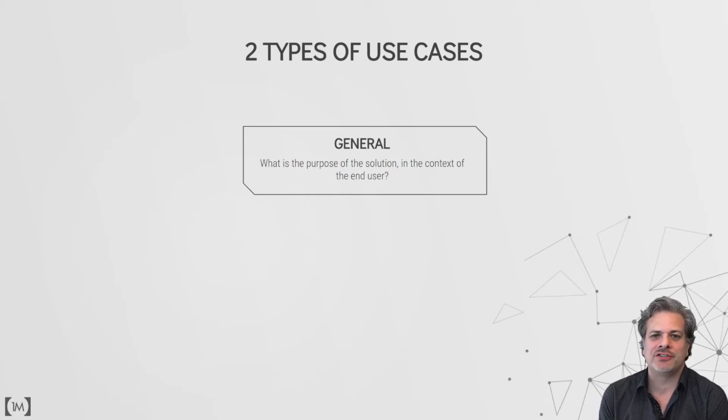So I mentioned before that there's two types of use cases that I'm going to talk about, and we're going to narrow those down right now. But in general, we've talked about considering what a use case is. We ask the question, what's the purpose of the solution? And in the context of the end user. If you don't have the context of the end user, then why are we even having the conversation? If you don't care about what the purpose of the solution is, then you don't have much need for a use case.